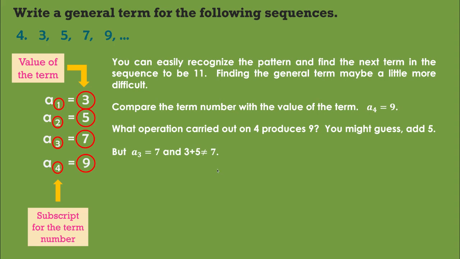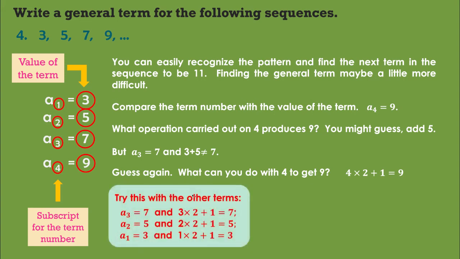Now, if you guess again, what can you do with 4 to get 9? One possible answer is to multiply 4 by 2 and add 1. So 4 times 2 is 8, plus 1, that's equal to 9. Now let's try this with the other terms.